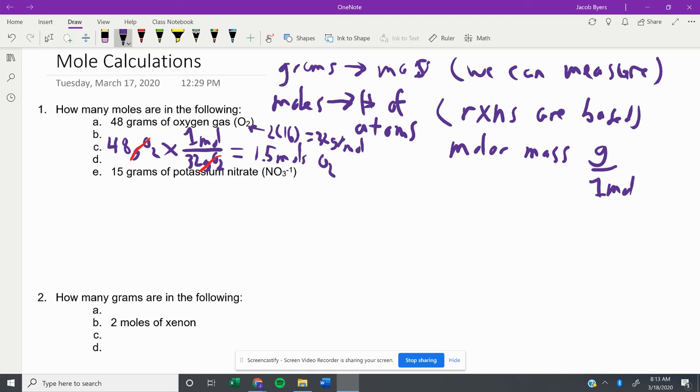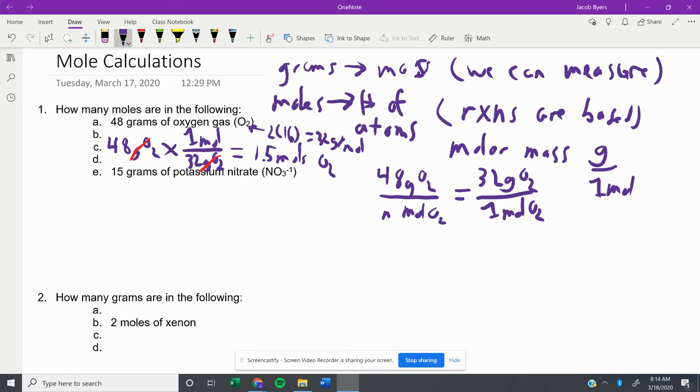The other way you can do it is just set up a proportion. Because we know the ratio between grams of oxygen and moles of oxygen will always be 32 to 1, we can say that we've got 48 grams of O2, and we're looking for the number of moles, which is technically n. We know that ratio has got to be the same as 32 grams of O2 to 1 mole of O2. And if you cross multiply and solve through this, you will also get 1.5 moles of O2.